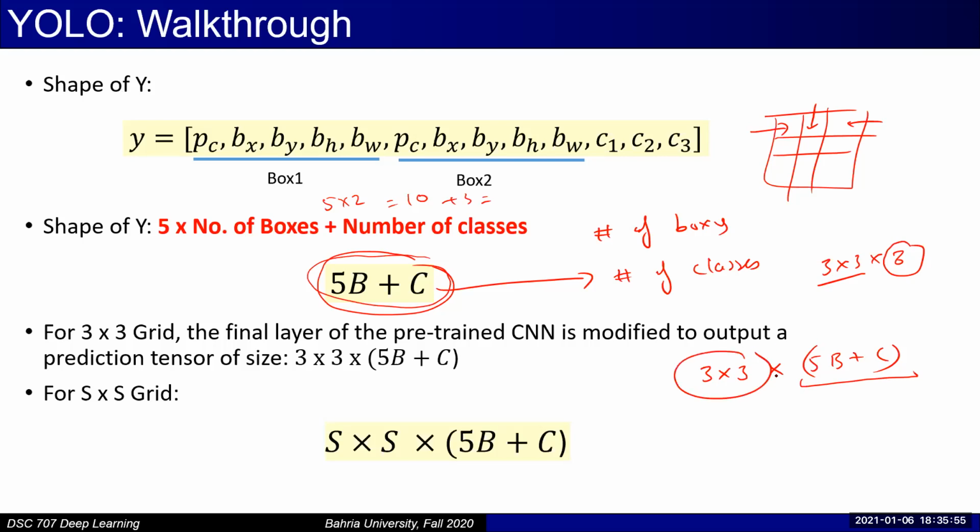Okay, so that's why the total values would be this. And if you generalize it further, that I'm not using a 3 by 3 grid, maybe I'm using an S by S grid, so it would be S cross S cross (5B plus C). These are all hyperparameters, right? That is, what is the grid size, how many classes there are (the dataset will tell), and how many boxes you are using, you will decide before executing the algorithm, right?